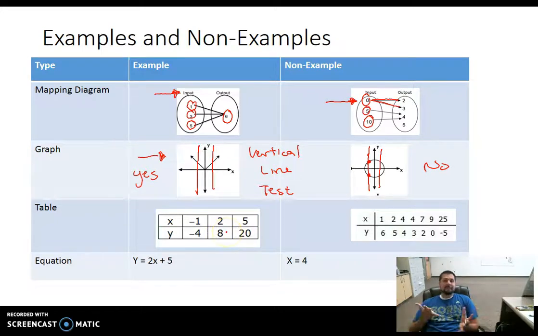So that's how you tell with a graph. You just look at the graph and you say, oh, can I draw a vertical line and have it only touch once? If it does, anywhere on the graph. If it touches more than once, it's not a function. Otherwise, we can say that it is.